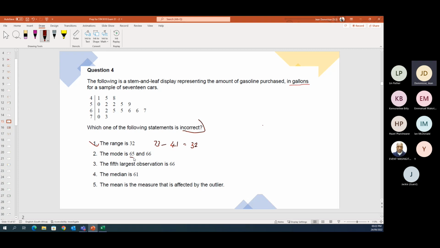The mode is 65 and 66. And I think, Lynn, you asked last time, can it be 2 modes? So let's check. Okay, the first mode is 52, because there's 2 of that. 65, there's 2. 66, there's 2. So the mode is actually 52, 65, and 66. Okay, so that is the incorrect one, because there's actually 3 modes.